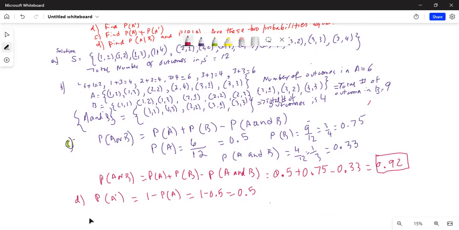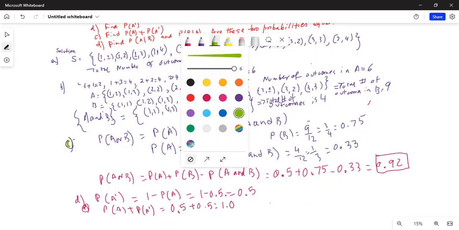So let me get that pen back. Part E says, probability of A plus probability of A prime. And we know it should be 1, right? 0.5 plus 0.5 is 1.0. Okay. Now we will change the color again. What color can I make? Let's go back to black.